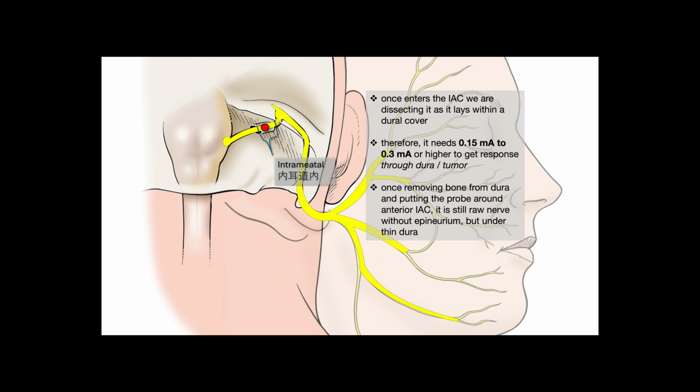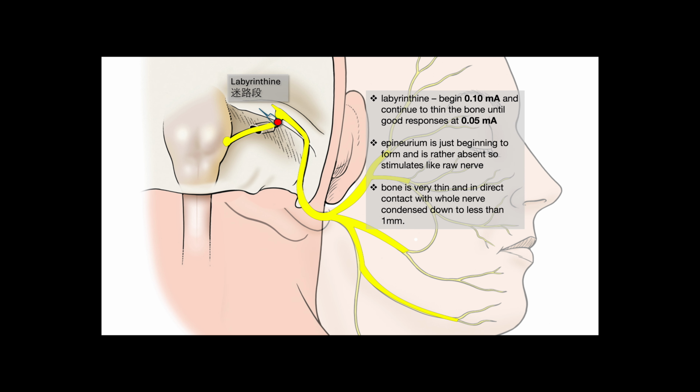Intrameatal segment. As the nerve enters the internal auditory canal, it becomes enclosed in a dural sleeve. While dissecting within this region, the stimulation threshold increases, generally between 0.15 and 0.3 milliamps, depending on tumor or dura thickness. Once the bone over the internal canal is thinned and removed, the underlying fibers again behave as raw nerve tissue, with no epineurium but still under a delicate dural veil. For this reason, a higher level is required to stimulate the nerve through the dura.